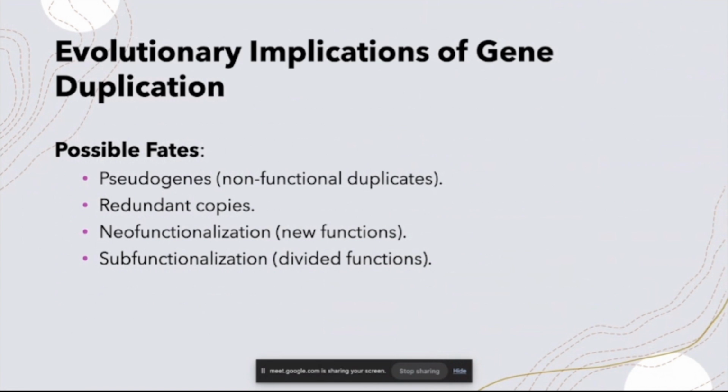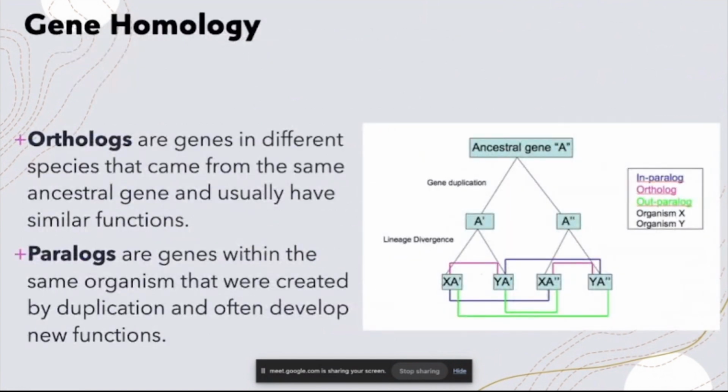Neofunctionalization means these genes will code for proteins which form new functions, and subfunctionalization basically means that these genes are going to create proteins that have divided functions. So they might have a primary function, but then they might also have a secondary function too. Okay. Now, gene homology.